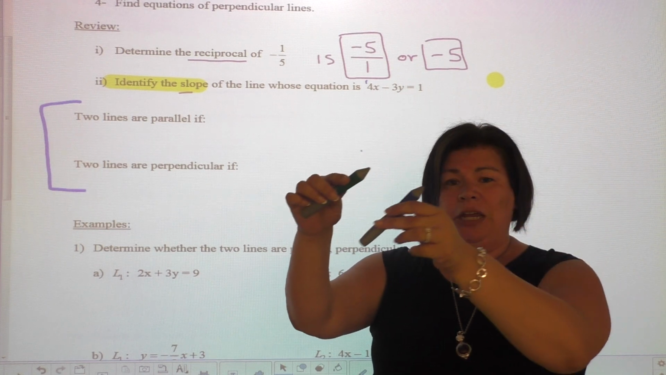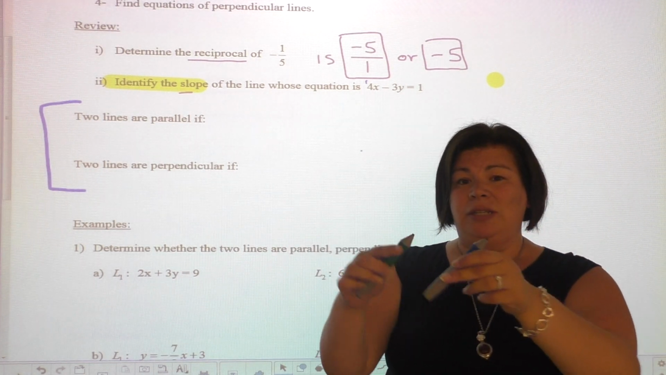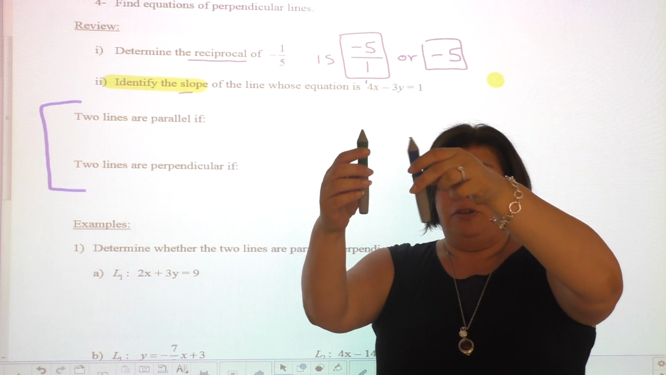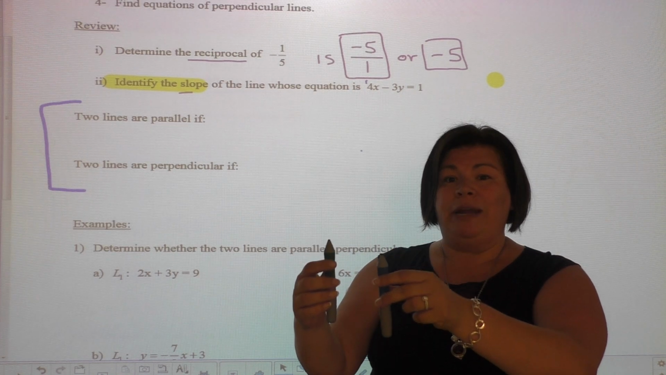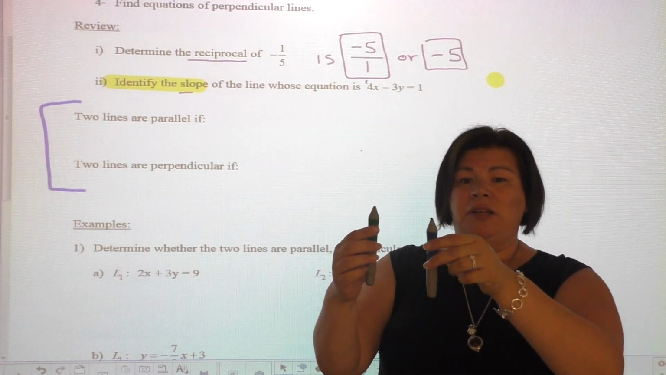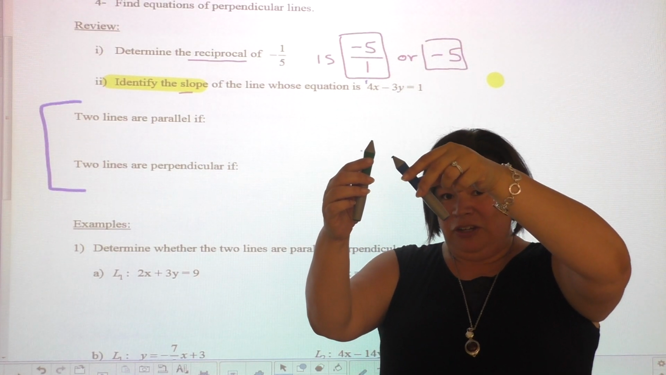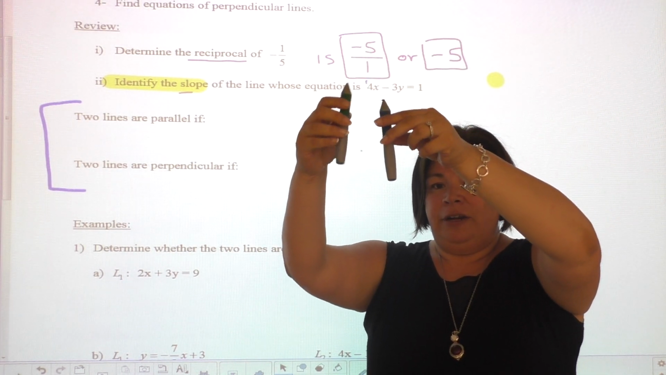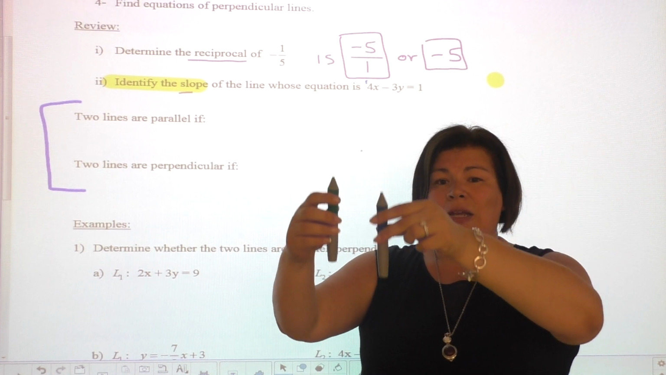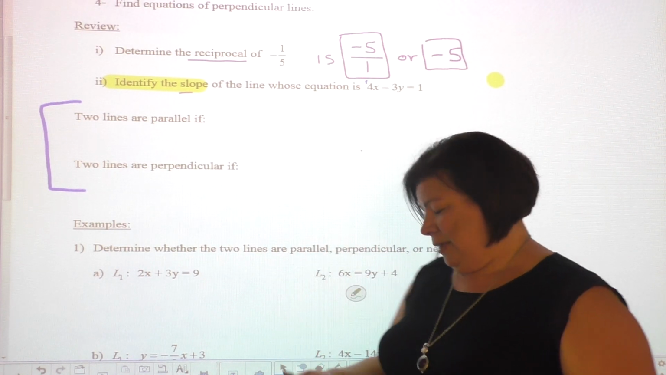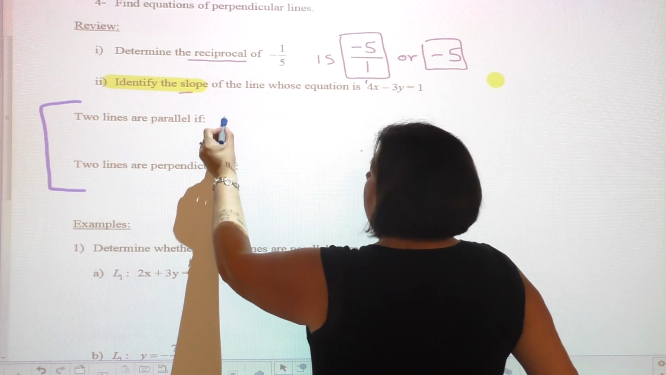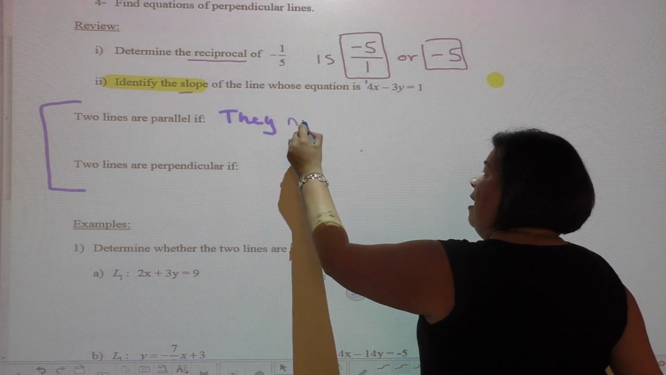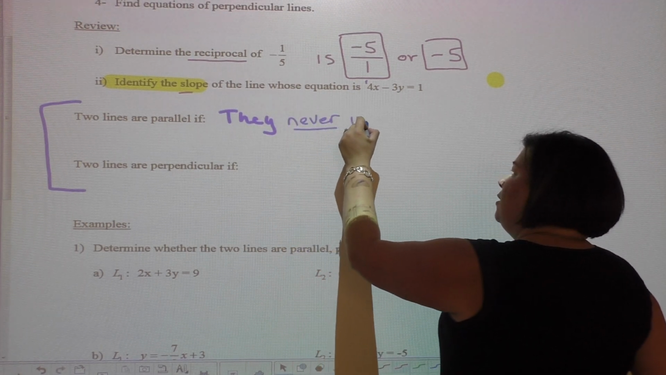If their rate of change, if their speed is changing simultaneously at the same time, that means their slopes must be the same. Their rate of change must be the same. Because as soon as one of them's off, what's eventually going to happen is they're going to intersect. So in order for them to never ever intersect, they must be changing at the same pace, always at the same time. So two lines are parallel if they never intersect.